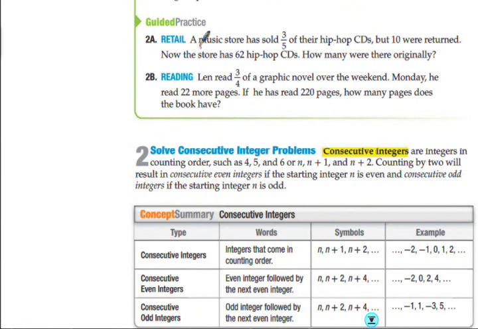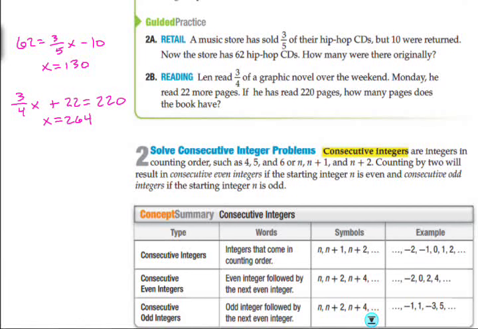Let's take a look at the two examples. All right, try the CD problem and the reading problem. Try those two on your own. Pause the video, and then we'll check them. All right, so here's what I got. Here's my setup for each problem, and then the answer. Again, if you got something else, go ahead and erase it. Try again. Hopefully your setup is the same. If not, make sure you let me know, and we'll go over these in class.